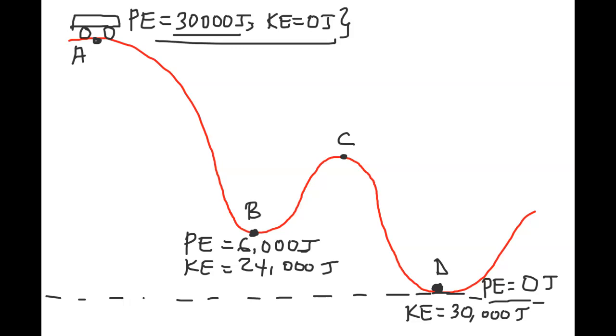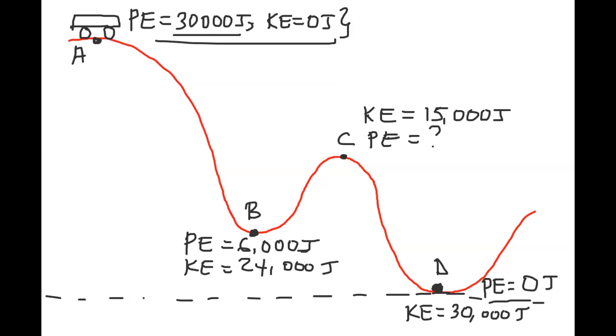Now let's assume we know the kinetic energy at point C. Let's say I tell you that at point C, the kinetic energy is 15,000 joules. What can you say about the potential energy? Think about it. What can you say about the potential energy at that point?